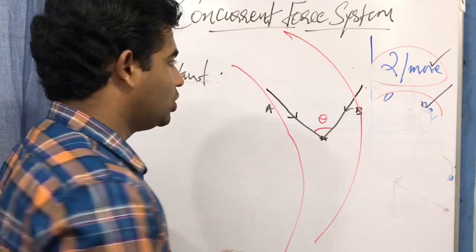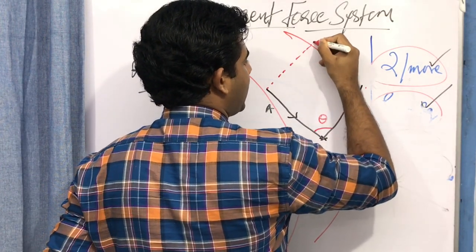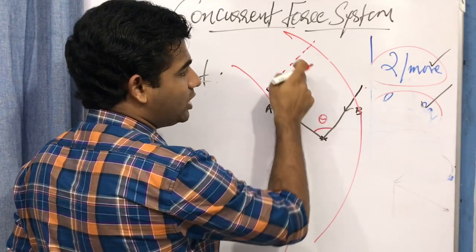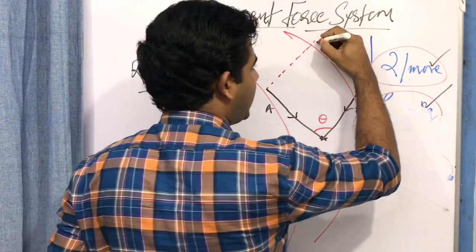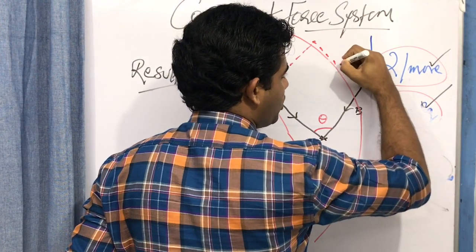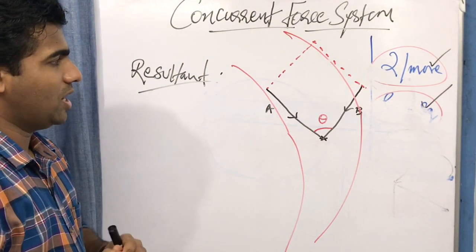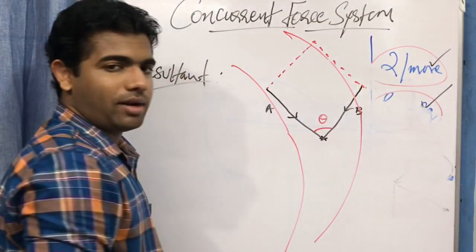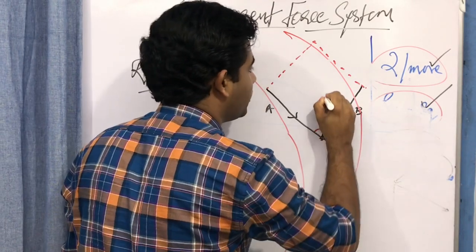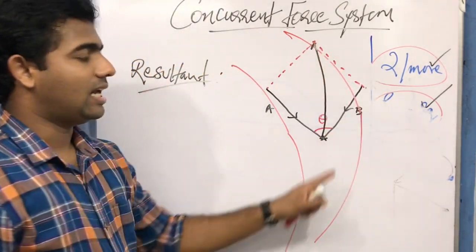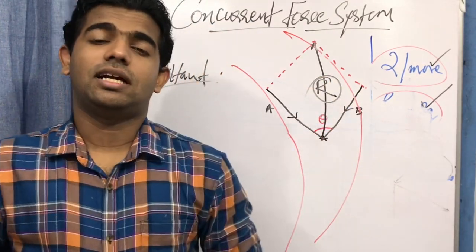How do you do it? You draw a line which is parallel to the B force, same length and parallel. Now you draw another line parallel to the force A. Now we see we got a parallelogram, right? Now you know that by mathematical formula, the diagonal of the parallelogram is the resultant of these forces.